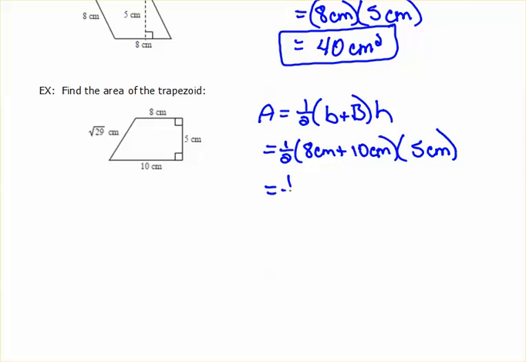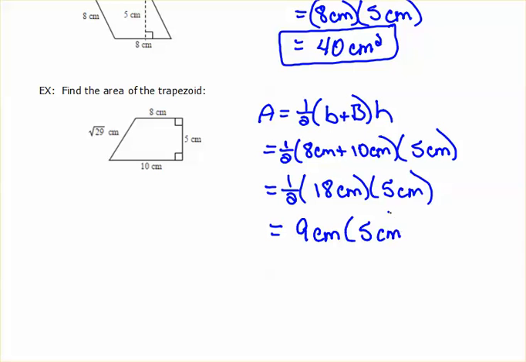So whenever I put these together, I'm going to have 1/2 times 8 centimeters plus 10 centimeters, which would be 18 centimeters. And then doing order of operations, 1/2 of 18 would be 9 centimeters times 5 centimeters, which would end up being 45 centimeters squared.